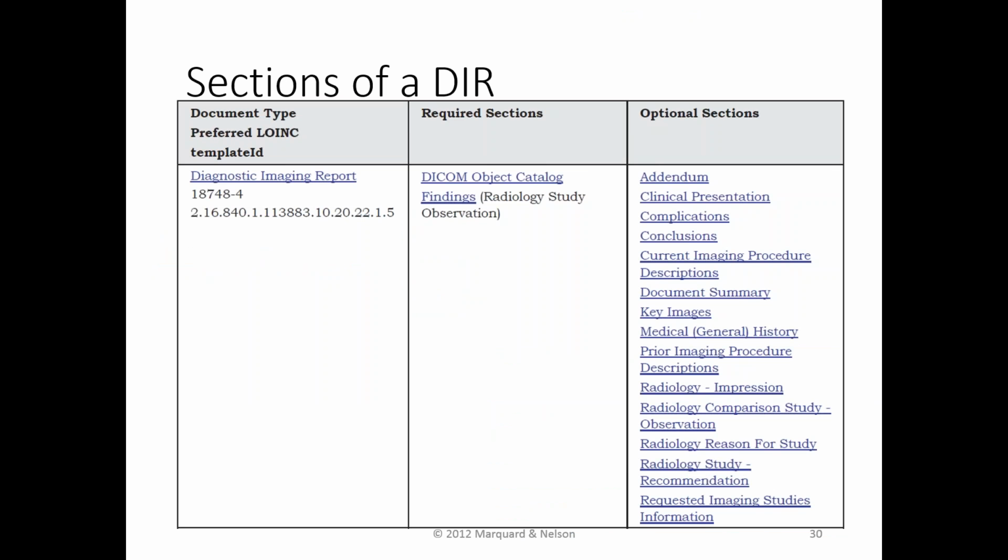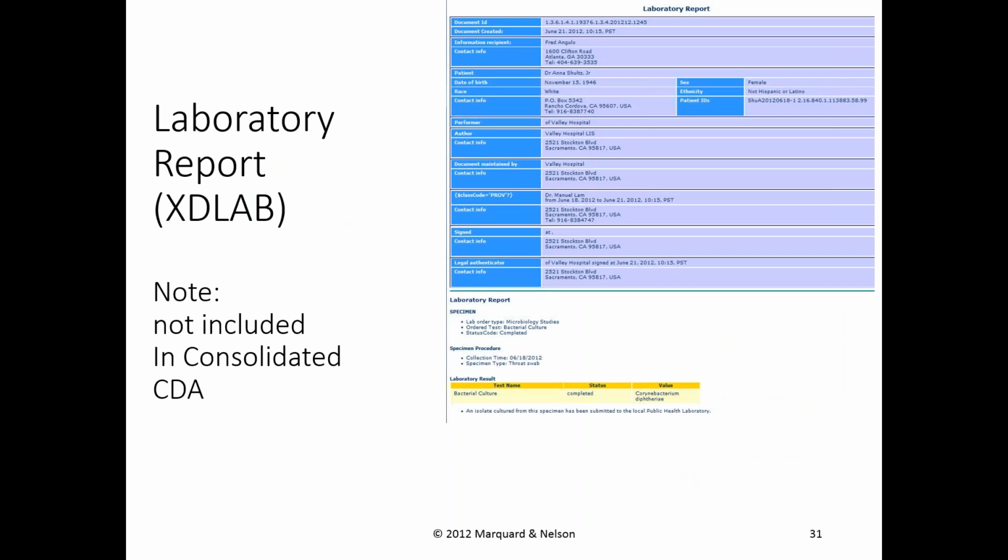And many people don't understand the nature of the 12 different types of documents in consolidated CDA. It's an important point not to miss as you get started. All consolidated CDA documents are not CCDs. And so that's my point here.